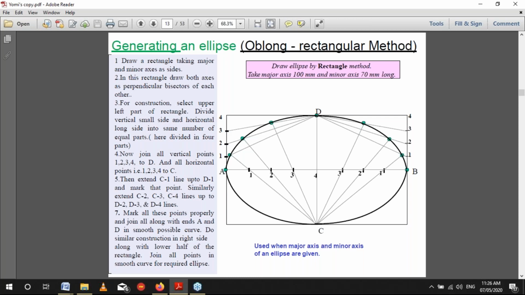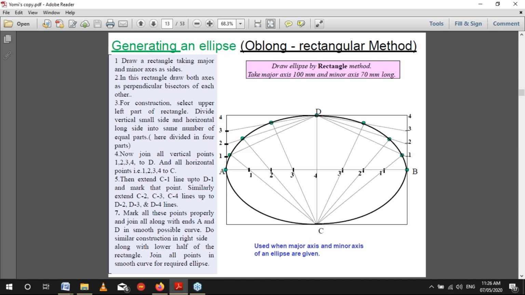Then you divide the vertical small side and the horizontal long side into the same number of equal parts. What I'm saying here is that you select the upper left part of the rectangle, then divide the vertical small side and horizontal long side into the same number of equal parts. You can see I numbered them 1, 2, 3, 4. All of them are equal parts.